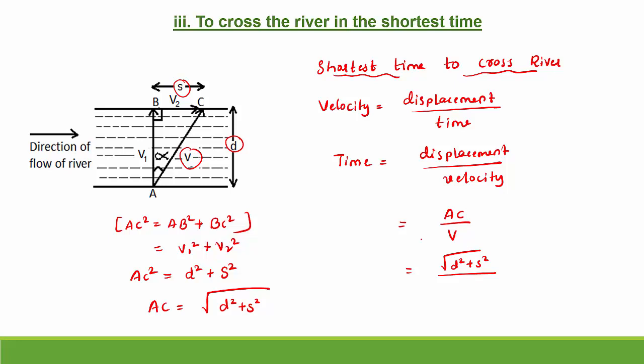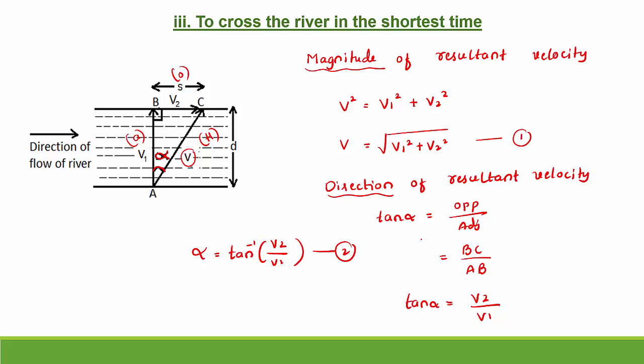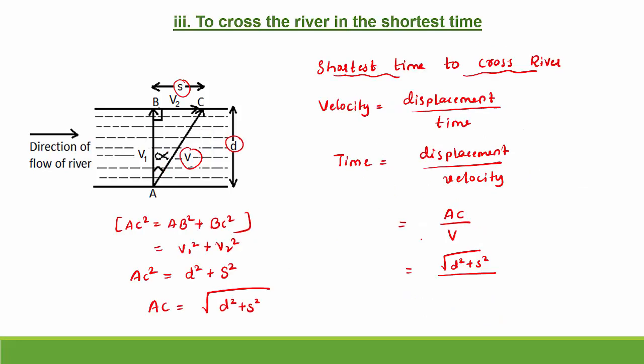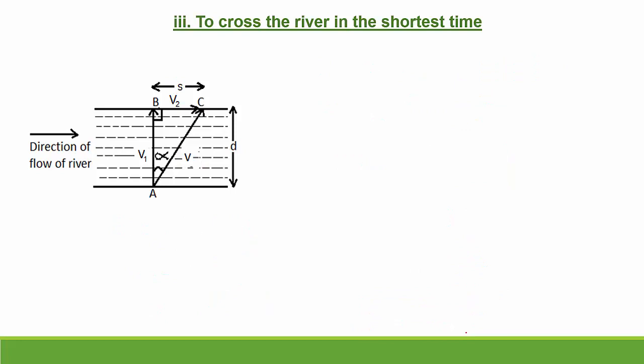V is the resultant velocity. What is the magnitude of the resultant velocity? V equals square root of V1 square plus V2 square, equation number 1. So we can write the shortest time T equal to square root of D square plus S square divided by square root of V1 square plus V2 square. This is the expression for the shortest time to cross the river. Is it clear? Then the fourth point, distance traveled downstream due to water current.